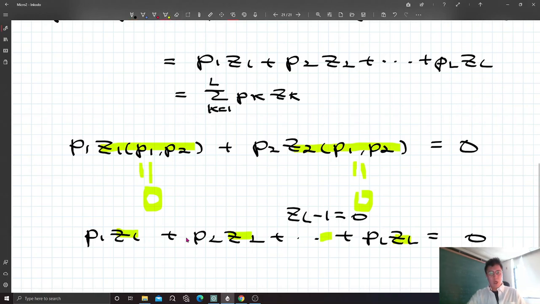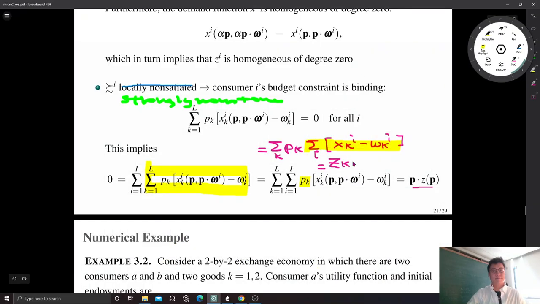Although in terms of degrees of freedom it looks like L for this equation, because we have L variables from Z1 to ZL, once we determine the first L-1 components are equal to 0, the last element is automatically 0. In fact, the degree of freedom is not L but L-1. That is one important consequence of Walras' law.